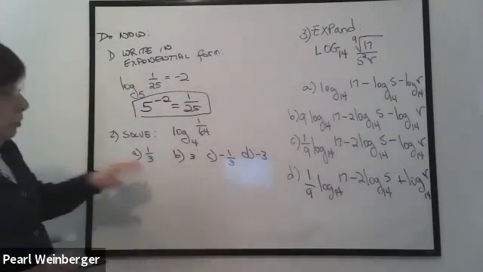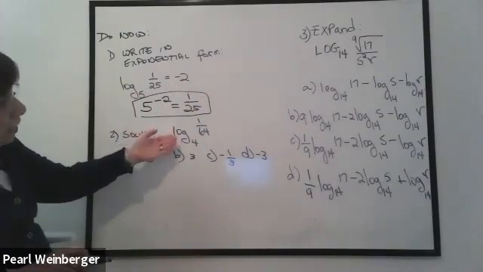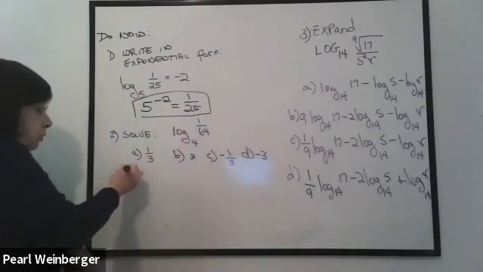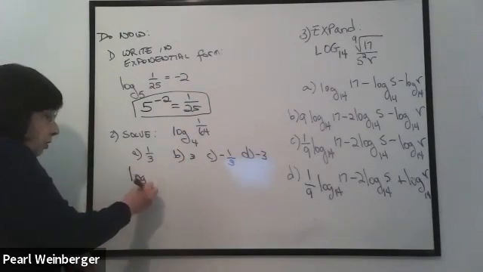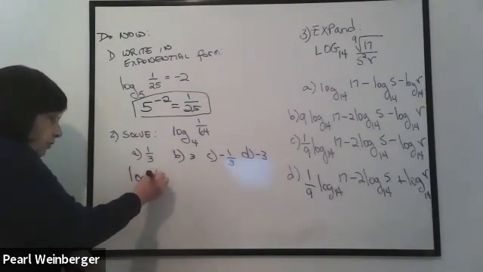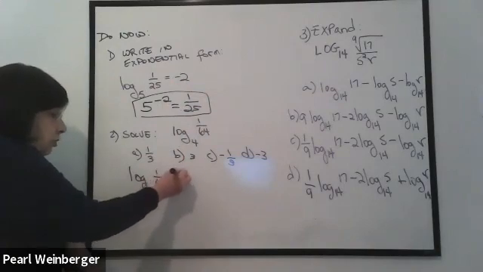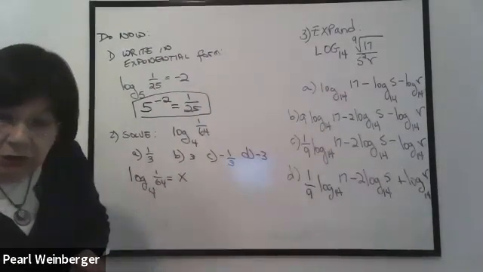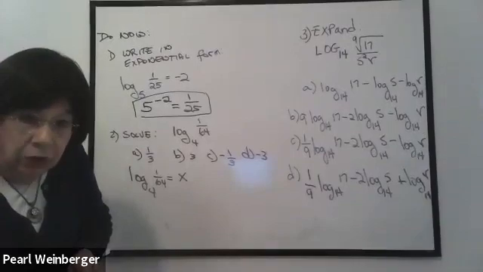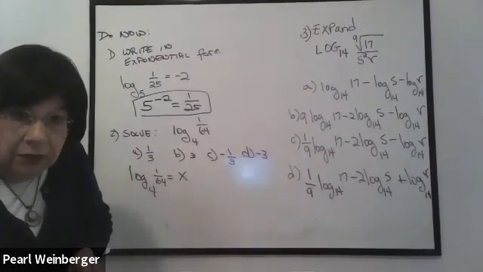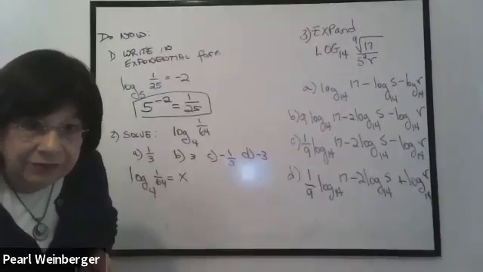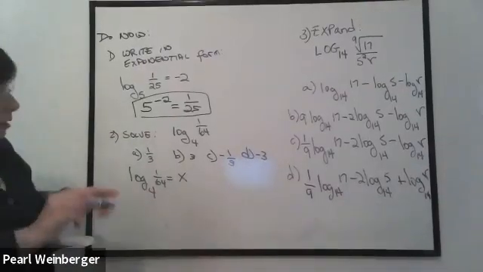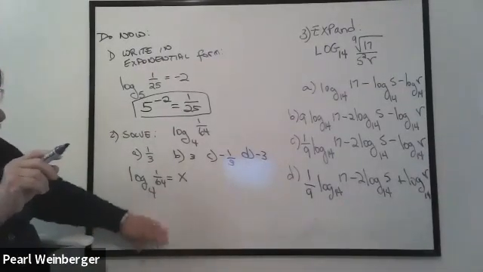Okay, now we have the second question. It says to figure out the value of log base 4 of 1 over 64. So we want to figure out what log base 4 of the number 1 over 64 is. We don't know what it is, so let's call it x. It's always easier to understand log questions if you switch them from the log format to the exponential format. So we now have this in log format. Let's put it in exponential format.